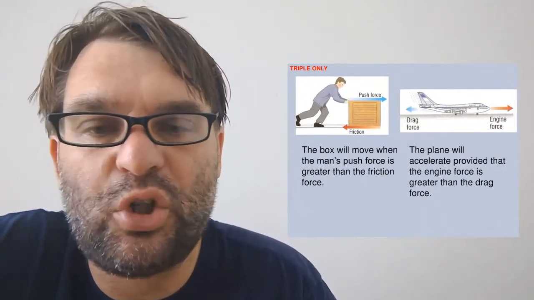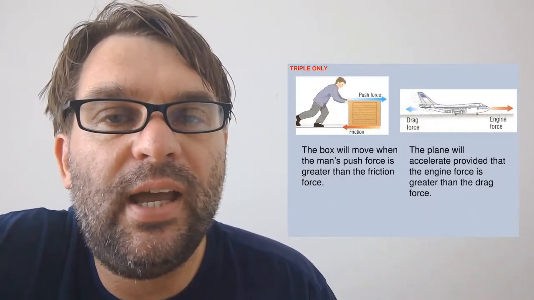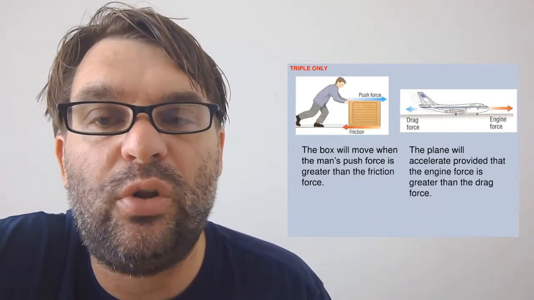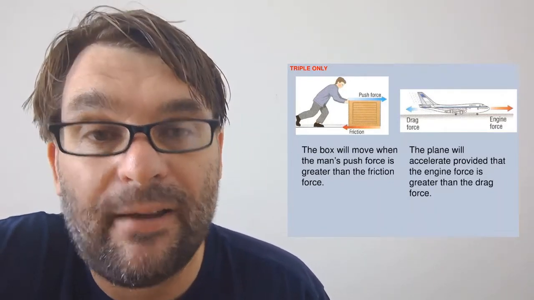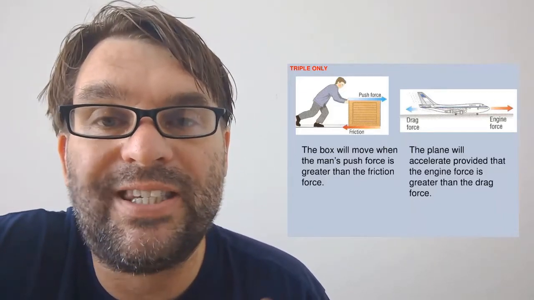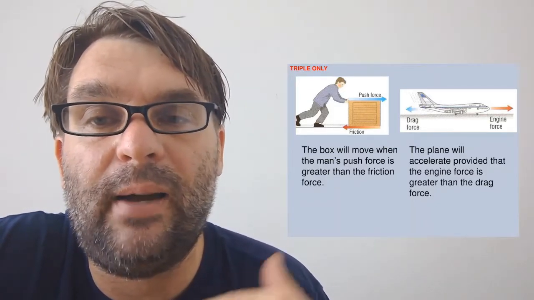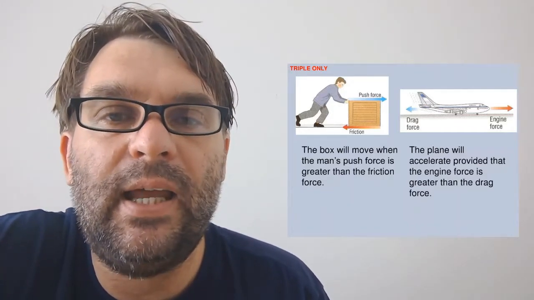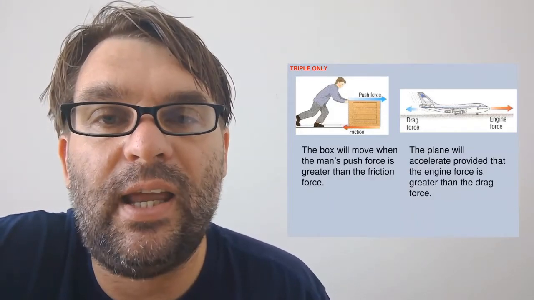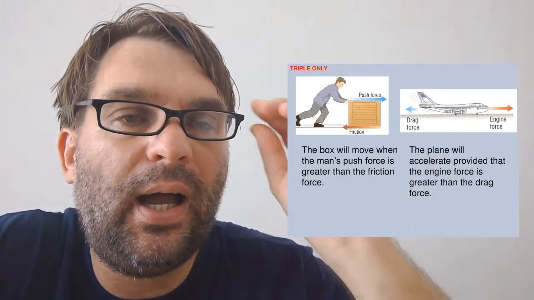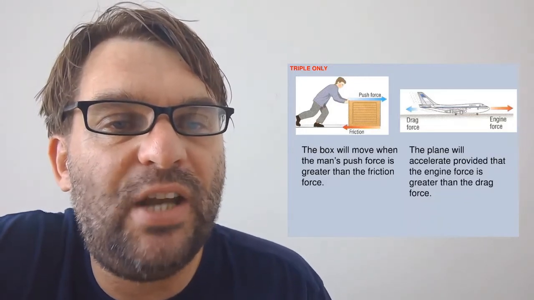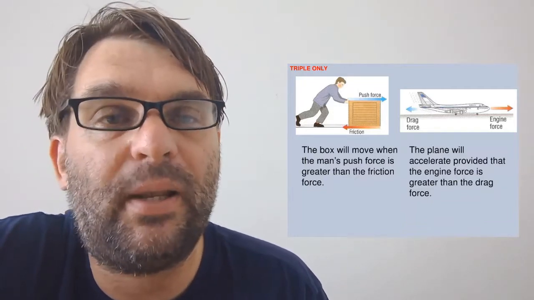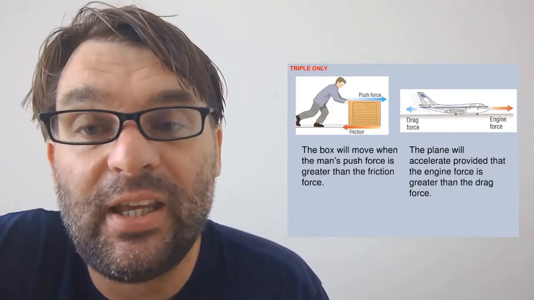So here's just to finish off some examples. The box here will move only when the push force to the right is greater than the friction force to the left. If it is not, if it's the same, then it will move at a constant velocity or stay still. And if the friction force is greater, then it's not going to move at all. And then the plane will accelerate provided the engine force to the right is greater than the drag force. If the drag force is greater, then the plane will not move forward. If anything, it'll actually move backwards.